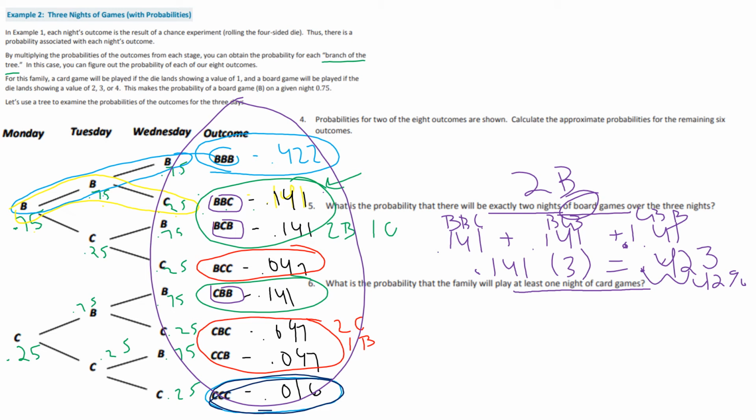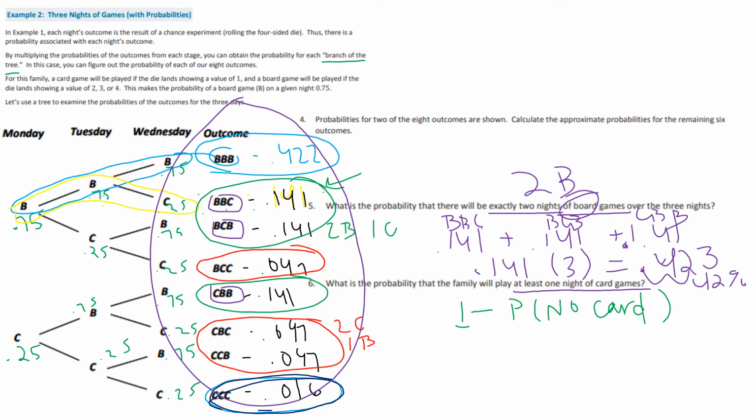So if you remember our at least questions, that should ring a bell that we're probably going to be doing 1 minus the probability of something. Here we're doing 1 minus the probability of no card games. Let me rewrite this so that it's neater. The reason that we do 1 minus the probability of no cards is because it's saying at least 1 night of card games. So this 1 is representing 100%.